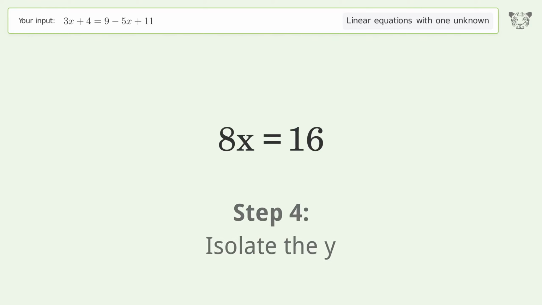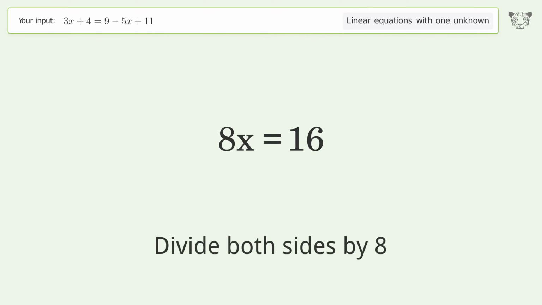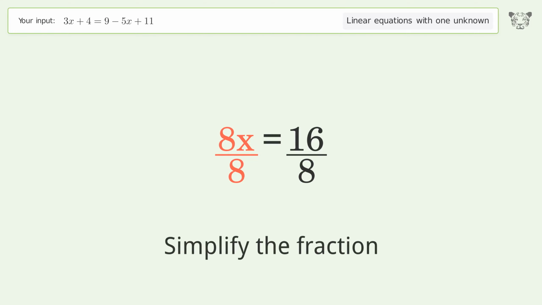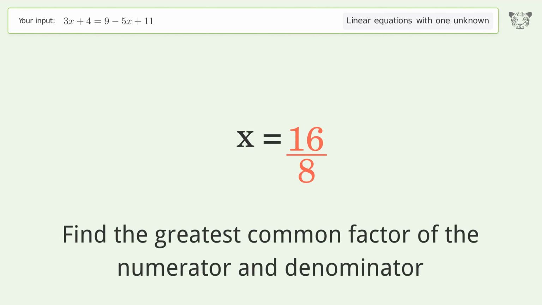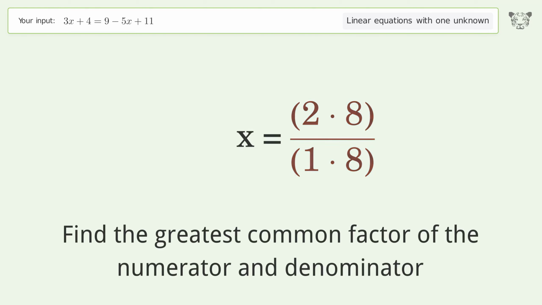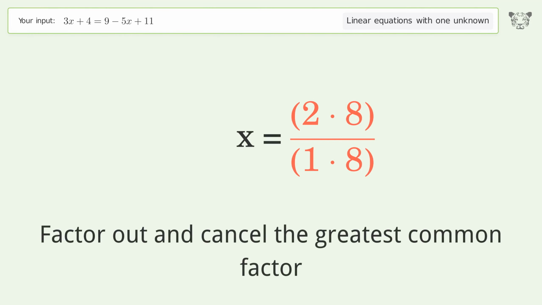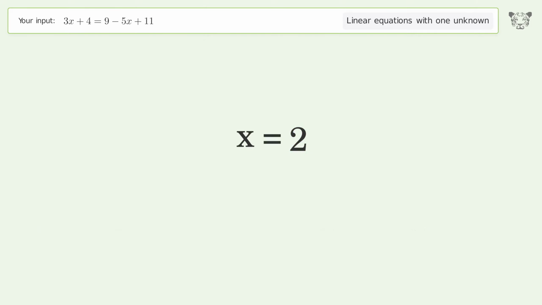Isolate the y. Divide both sides by 8. Simplify the fraction. Find the greatest common factor of the numerator and denominator. Factor out and cancel the greatest common factor. And so the final result is x equals 2.